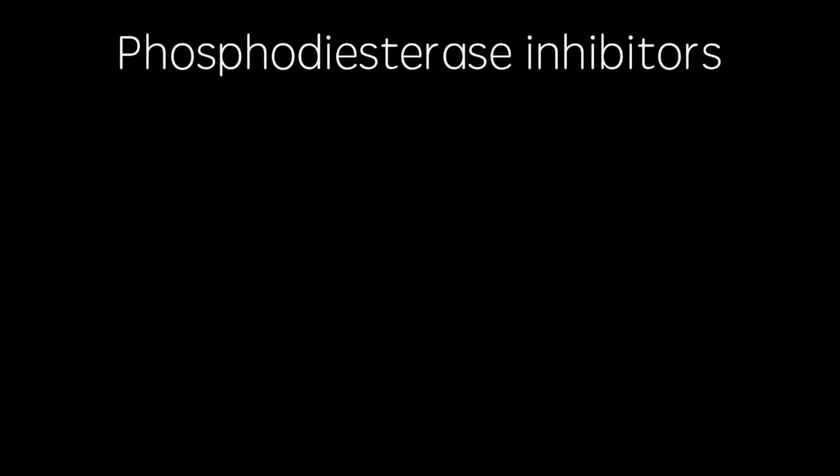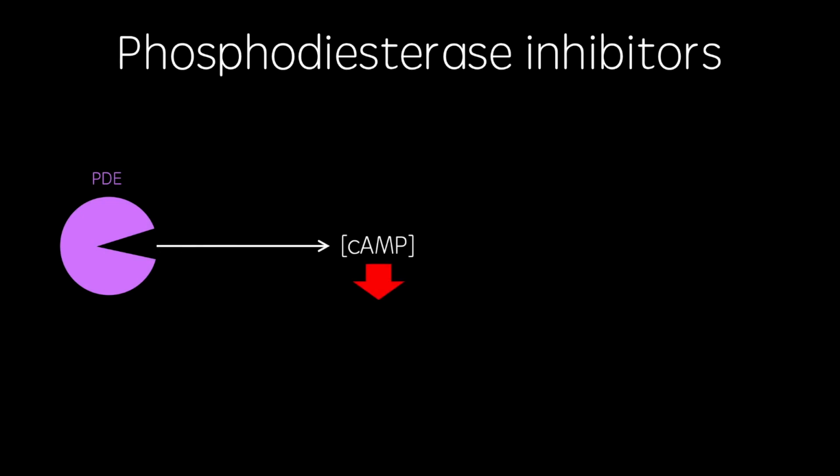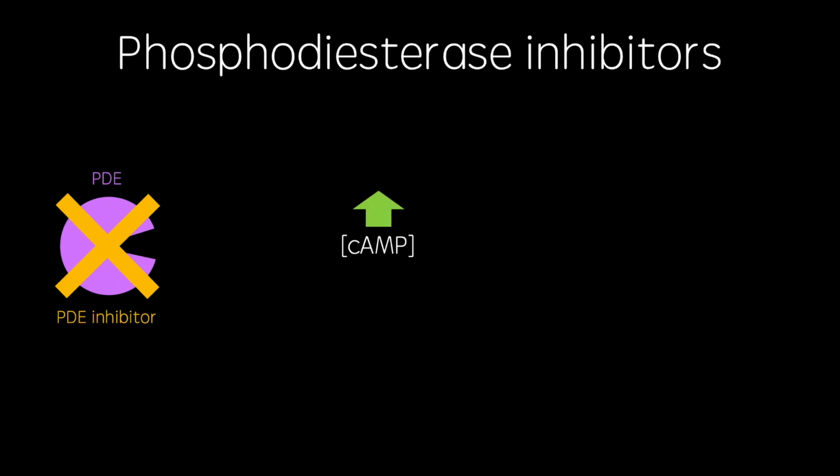The next antiplatelet therapy is phosphodiesterase or PDE inhibitors. PDE is an enzyme that breaks down cyclic AMP. Therefore, when a PDE inhibitor is used, for example cilostazol, cyclic AMP concentration increases and actually promotes the release of ADP, which goes on to activate adjacent platelets. Therefore, PDE inhibitors decrease the rate at which platelets are activated, thus preventing the formation of a thrombus.